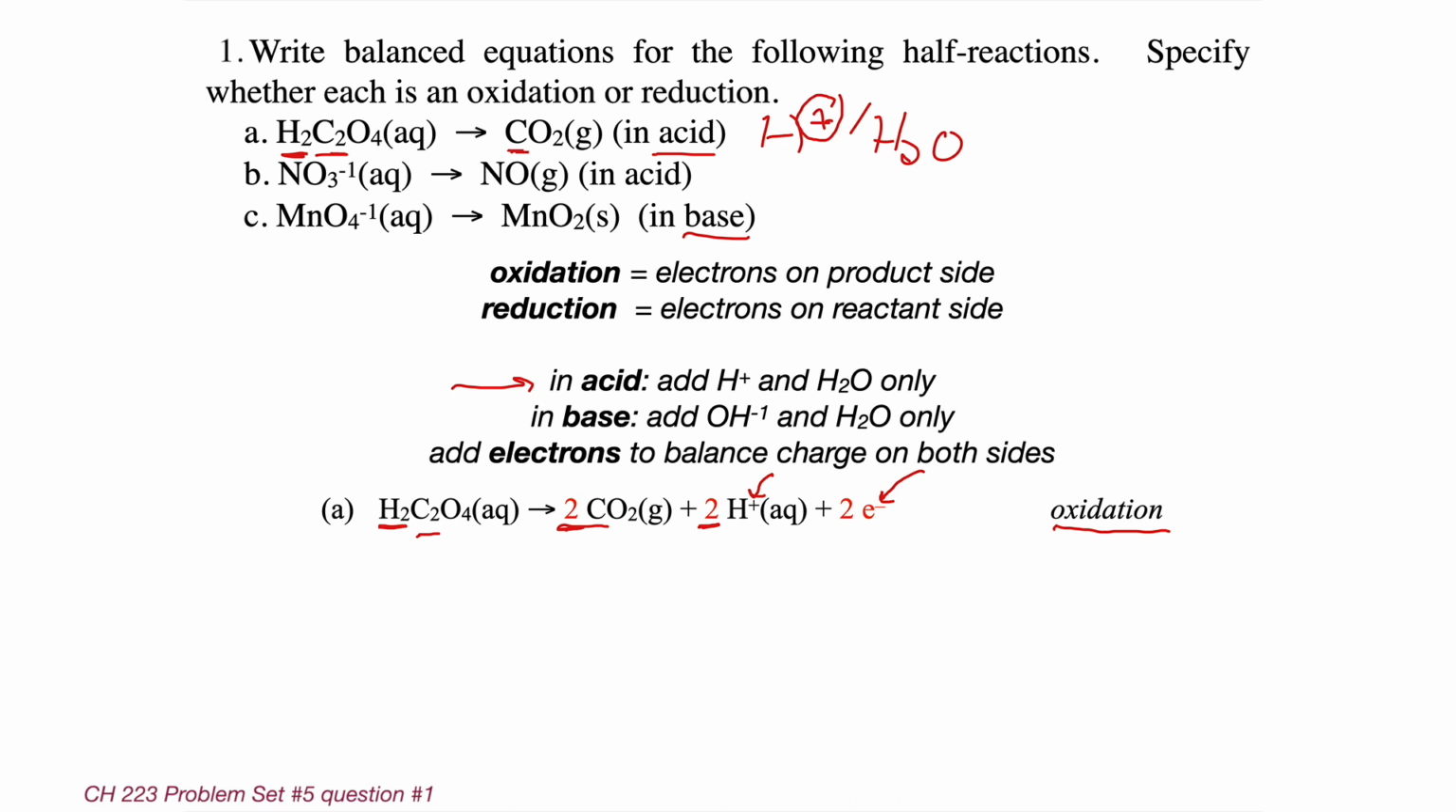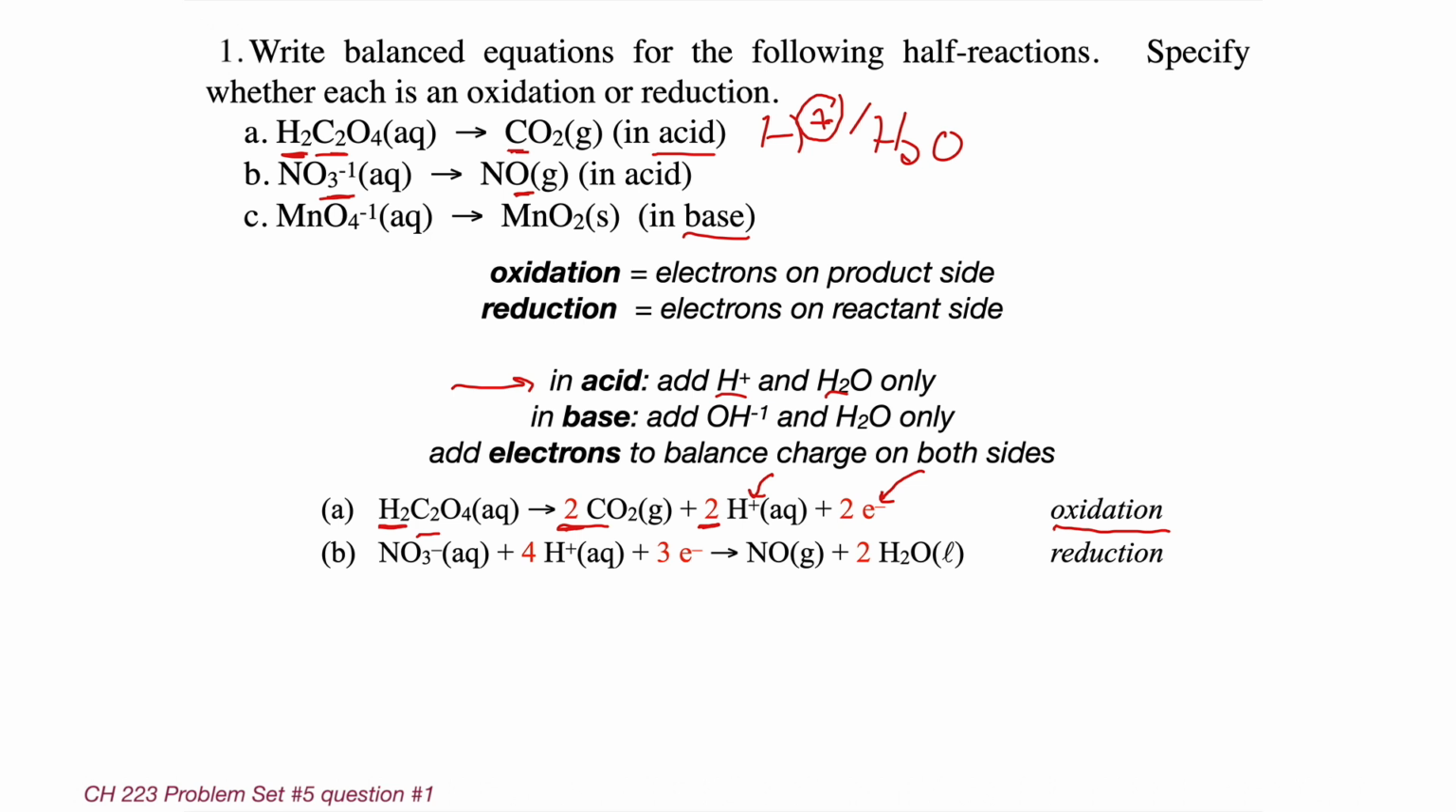Now for the next one, nitrate going to nitrogen monoxide. You've got 3 oxygens in nitrate and only 1 oxygen right there. So you're going to have to add 2 waters to the product side. You can only add, for acid, H plus and water. So we're going to add 2 waters to that side. But in the process, you're going to have to add some H plus to the reactant side because water already has hydrogens and you need to balance them out.